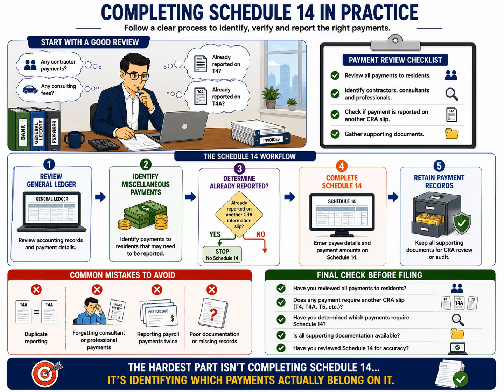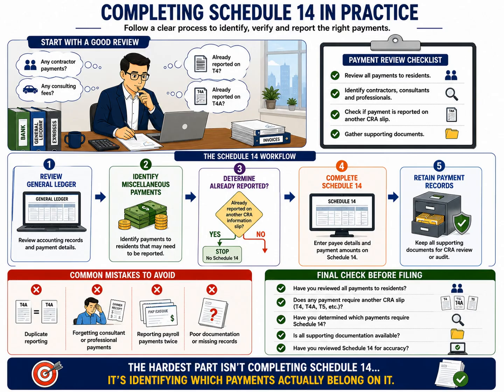Completing Schedule 14 begins with reviewing the corporation's accounting records. Before preparing the schedule, your first objective is to identify payments made to Canadian residents that may require disclosure. Start by reviewing the general ledger, expense accounts, accounts payable, and payment records. Look for payments made to consultants, freelancers, professionals, contractors, or other Canadian residents.